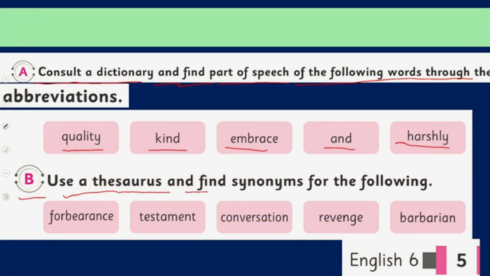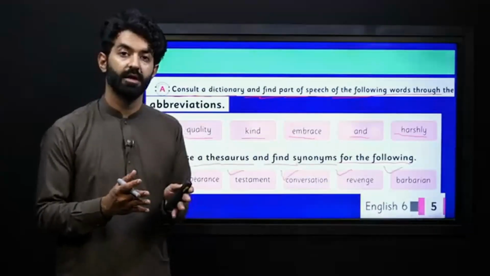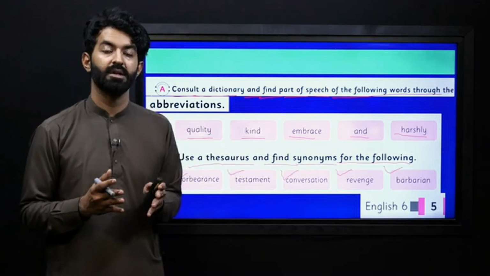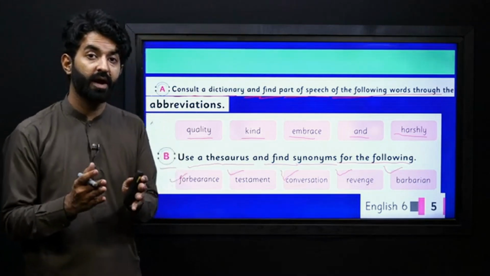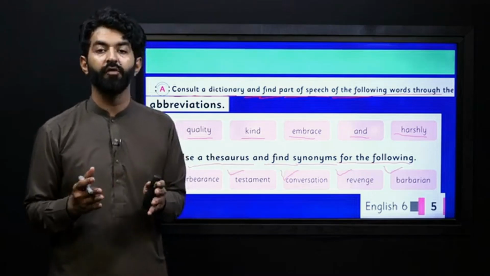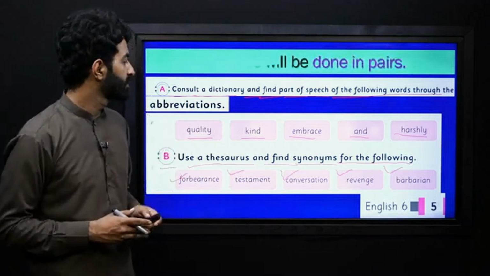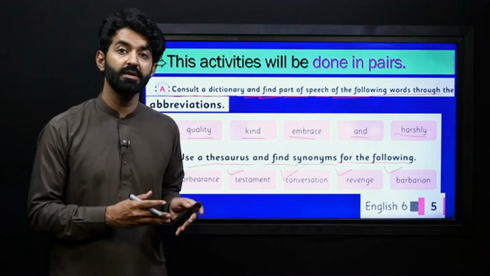Use a thesaurus and find synonyms for the following words: forbearance, testament, conversation, revenge, barbarian. These are the words, and my dear learners, you know that a thesaurus is a reference material, but it has synonyms and antonyms of words. It's like a dictionary, but it's focused on finding the synonyms and antonyms of any word. So that's why we use a thesaurus. And my dear learners, keep this in mind that these activities will be done in pairs.